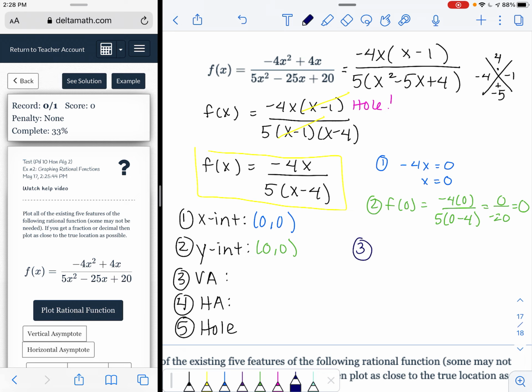Then remember, for our vertical asymptotes, you're going to set the bottom equal to 0. So I can set 5 equal to 0 and x minus 4 equal to 0. Now this has no solution, so that's going to give us no vertical asymptote. And then this is going to give us x is equal to 4.